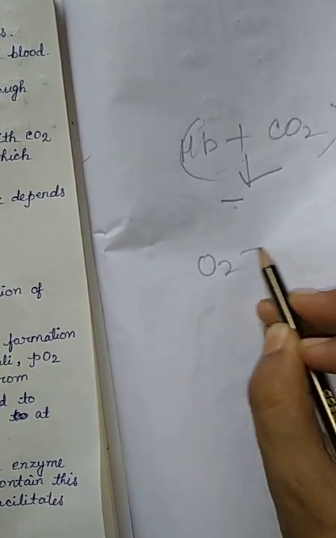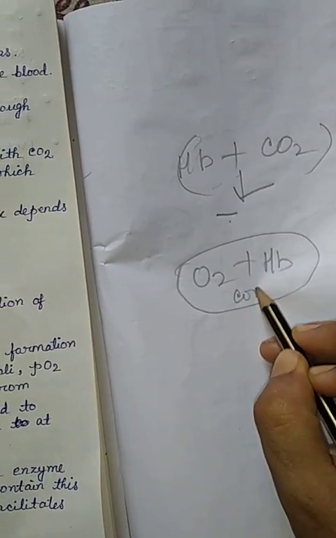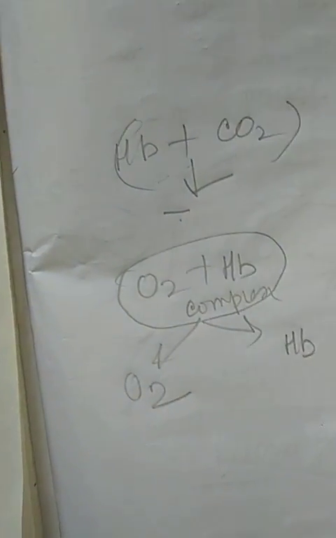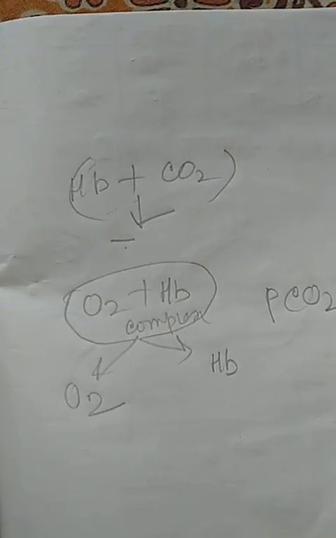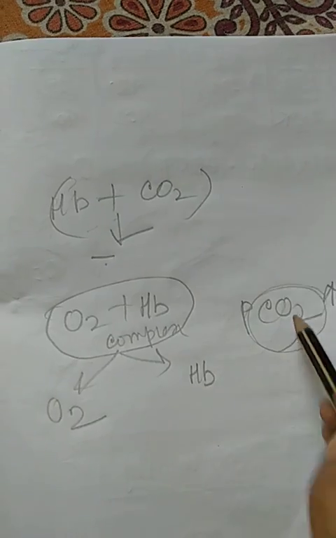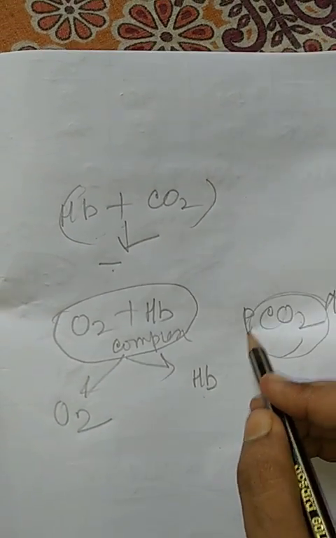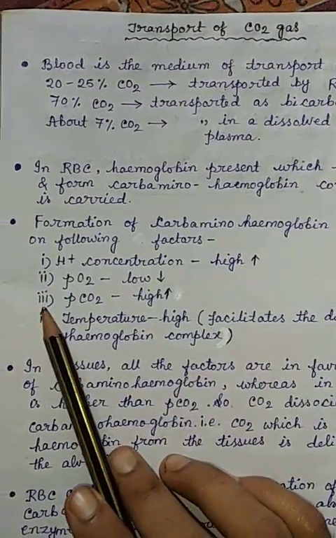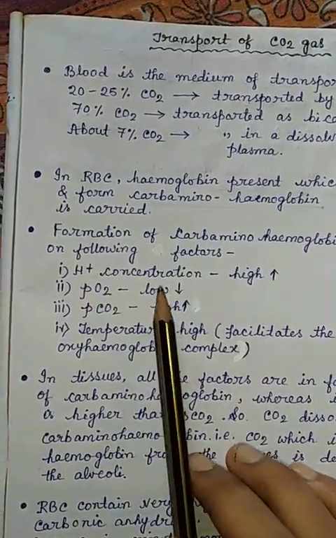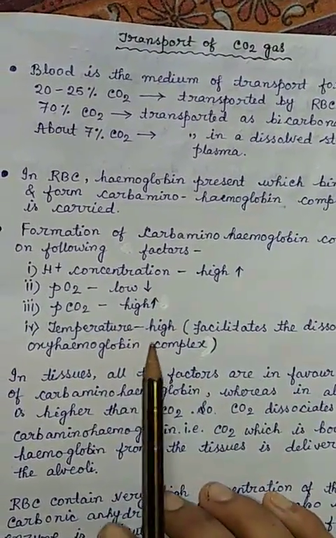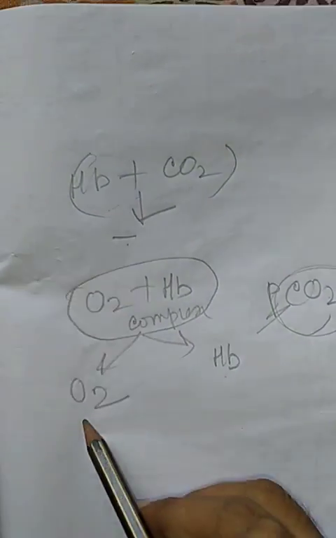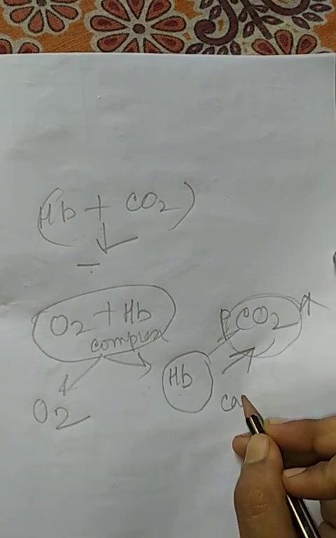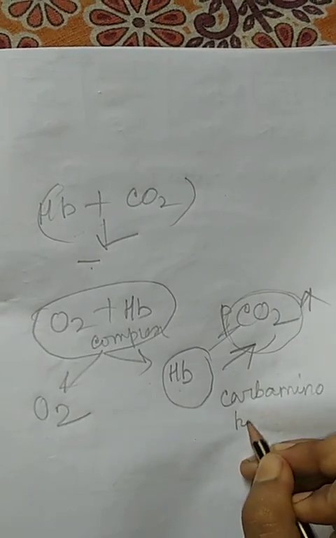If this complex dissociates, it means that it forms oxygen and hemoglobin. And in tissues partial pressure of carbon dioxide is high, it means there is more availability of carbon dioxide, and we also know that hemoglobin has a probability to bind with CO2 rather than oxygen. So the four factors: partial pressure of carbon dioxide is high in the tissue, partial pressure of oxygen is low, also temperature is high, which facilitates the dissociation of oxyhemoglobin complex. It means that oxygen and hemoglobin are separated, and in this way hemoglobin binds with carbon dioxide and forms carbaminohemoglobin complex.